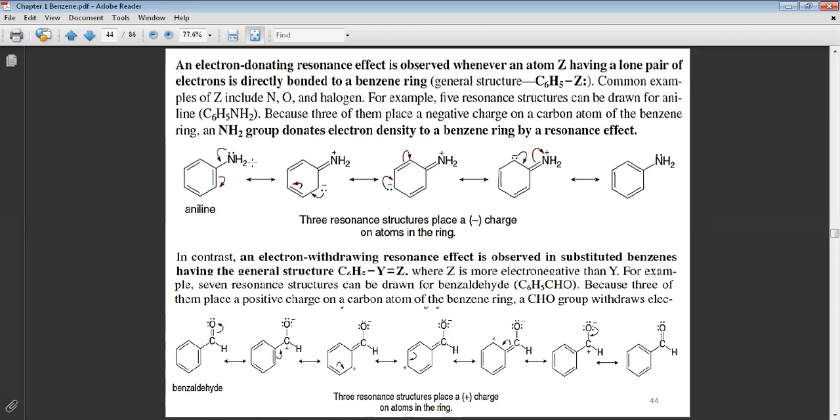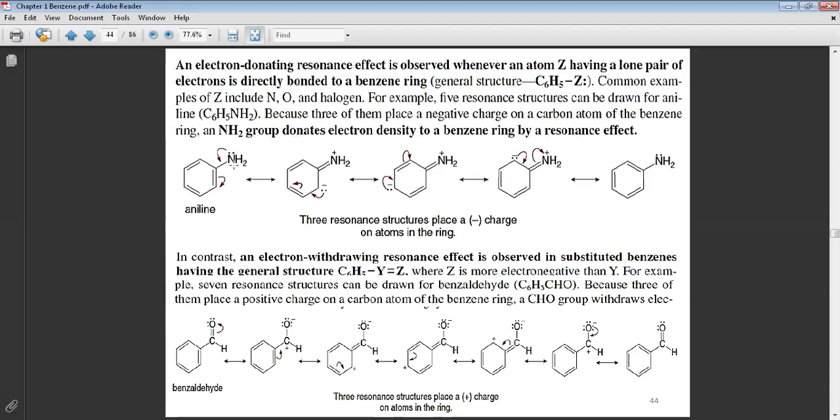Because when you say lone pair of electrons, that means the lone pair will make a resonance structure. That means the effect is by resonance. Don't say it's inductive effect. If you say inductive effect, it will be an error, because here we have resonance. Now, he said here, common examples of Z are nitrogen, oxygen, or the halogens.